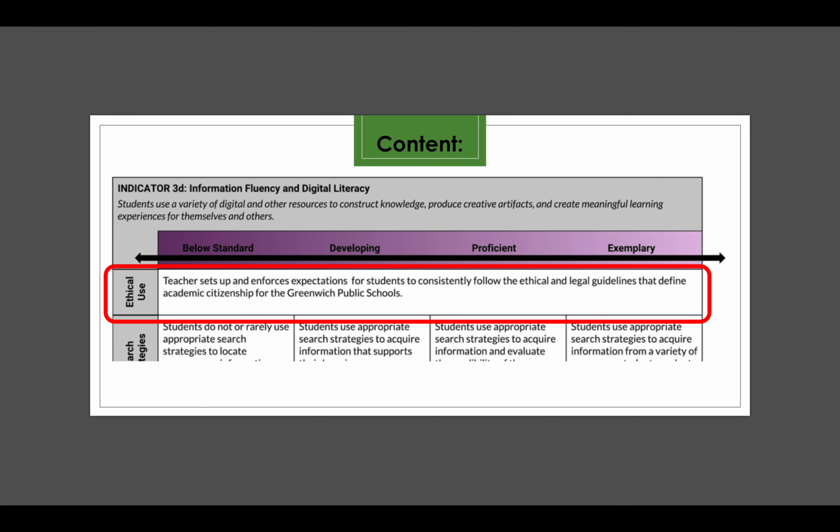Something unique happens in Indicator 3D. For the first descriptor, there is only language for what the expectation is and not for varying levels. Teachers are expected to set up and enforce the legal and ethical guidelines established for Greenwich Public Schools. The descriptor recognizes that students have free will and could choose not to follow those. The key is the teacher action.